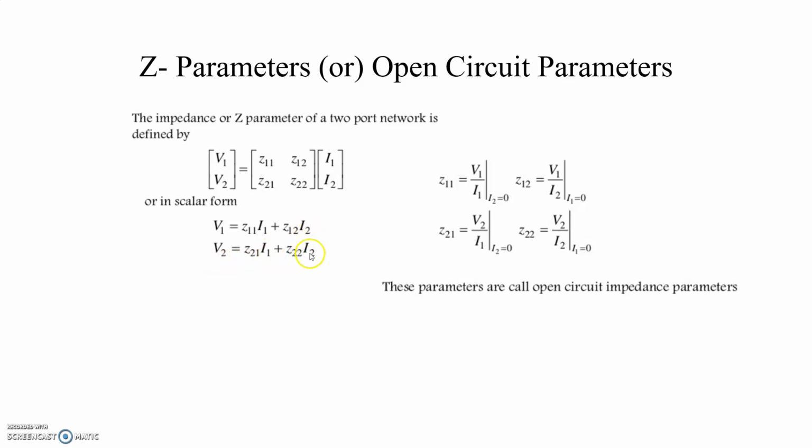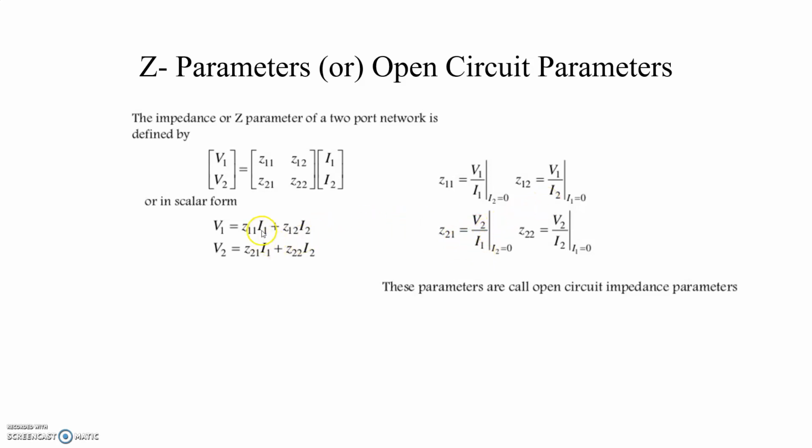Put I2 equal to 0 in these two equations and find Z11 and Z21. So Z11 is V1 by I1. This is nothing but the open circuit input impedance. Z21 is V2 by I1. This is nothing but the open circuit forward transfer impedance.